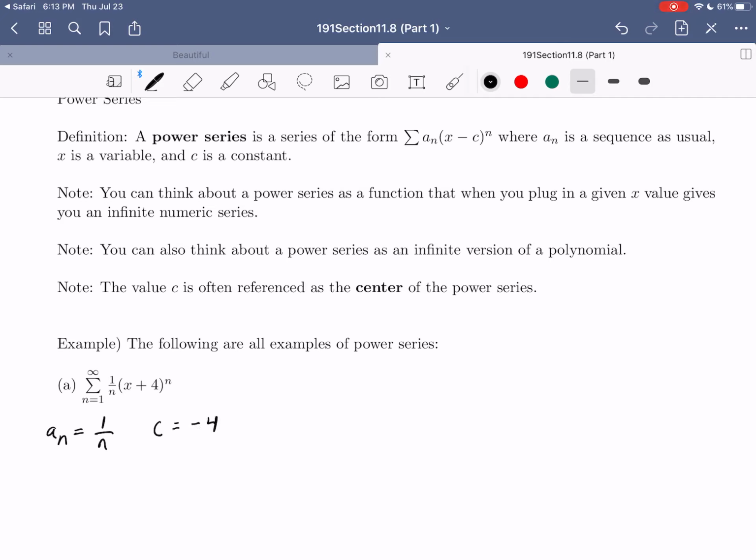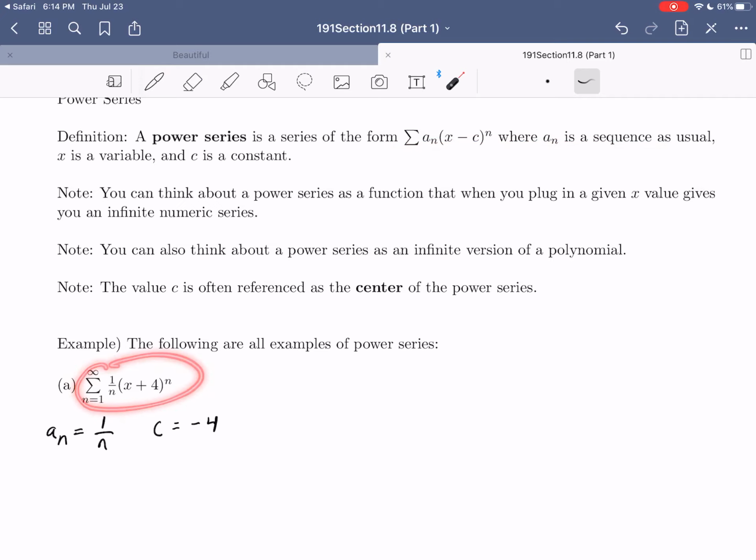How do we know that that's negative 4? Well, because x plus 4 can be thought about as x minus negative 4. You can also think about the center as the value that when you plug it in here would give you 0. So this is something where the sequence is 1 over n and the center is c equals negative 4, just to make sure we're comfortable with the terminology there.